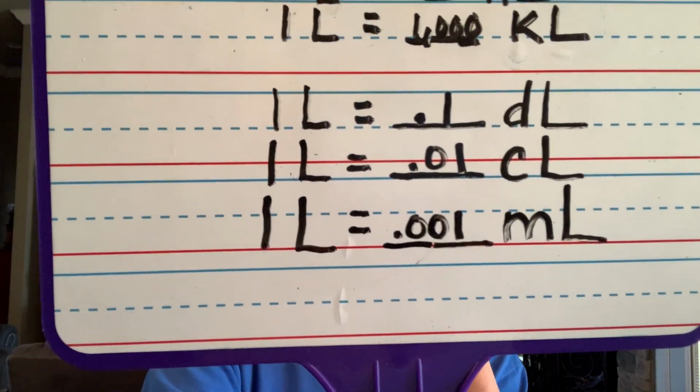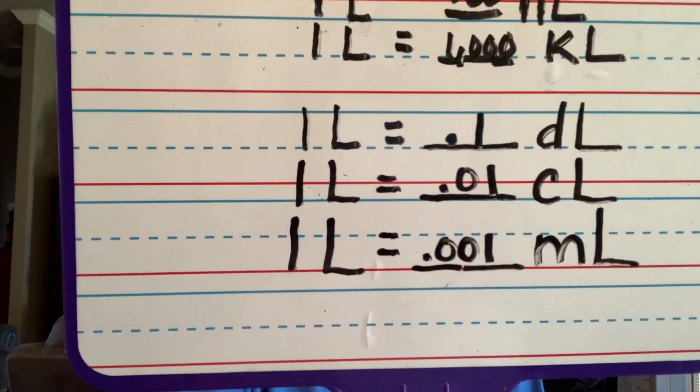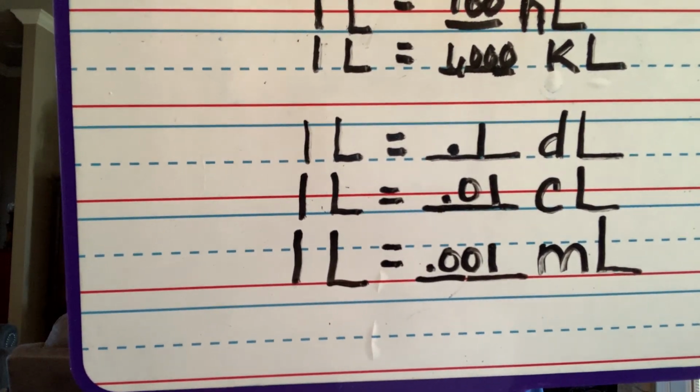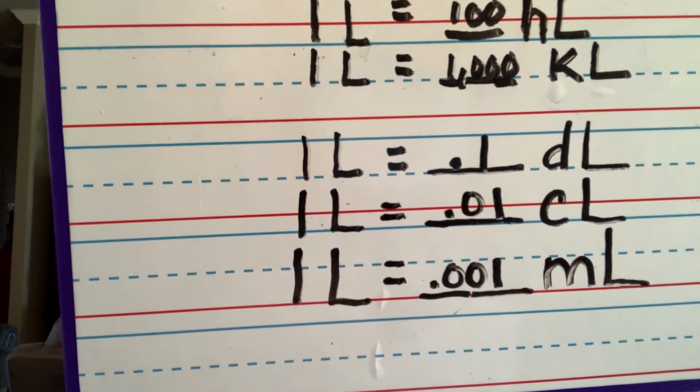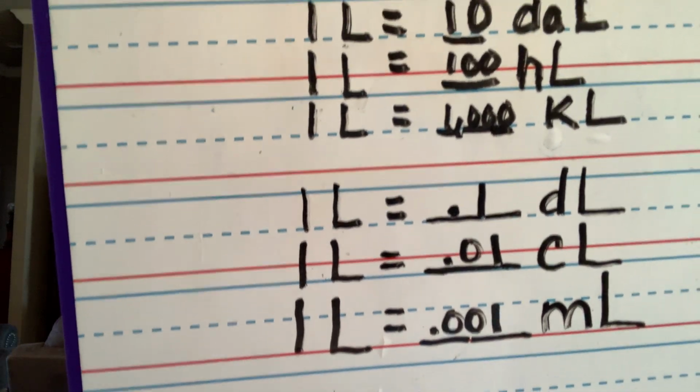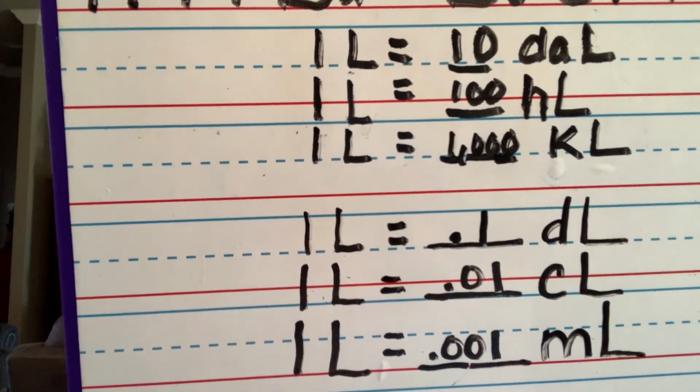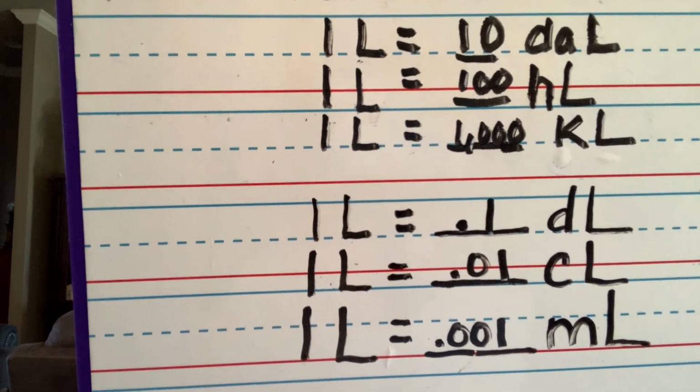So anytime you move to the left of the decimal, you will add a 0. When you move to the right of the decimal, you will add a 0 between the 1 and the decimal. So I'm going to give you an example for that.